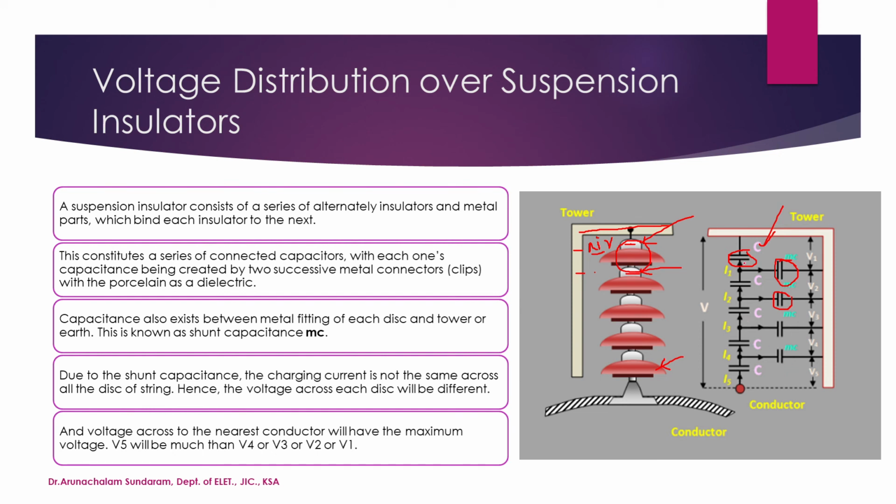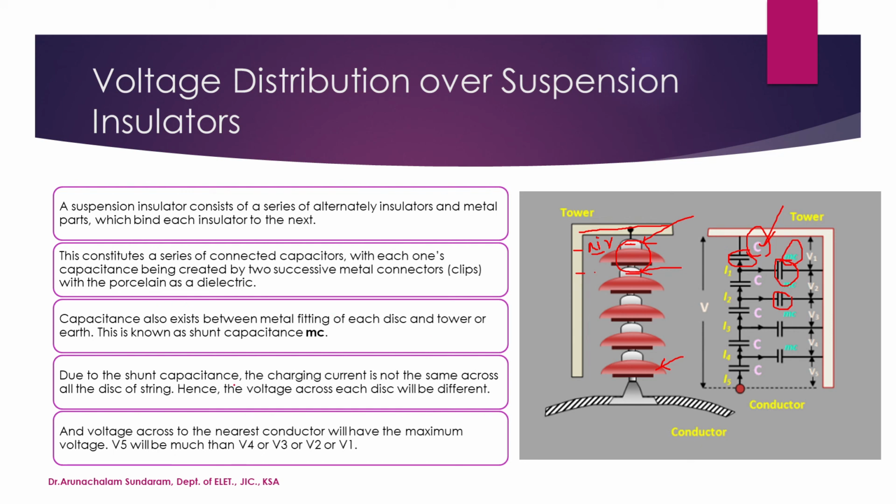The current which flows through these capacitors is called the charging current, and the current flowing through the insulators will be very small. And this capacitance is a ratio. This is called C. This is called MC, where M is a fraction. If this capacitance is 10, M will be 0.2, so this will be 2. So M is like a fraction.